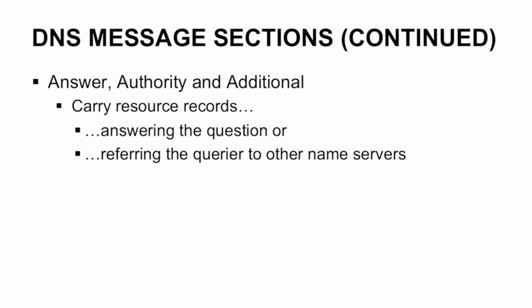The answer, authority, and additional sections are just there to carry data in the form of resource records. That's what we store in the namespace, resource records, or RRs for short. All those domain names, just indexes pointing to resource records. So in a response to a query about the IPv6 addresses of www.infoblocks.com, the authoritative name server for infoblocks.com will add resource records to the answer section, telling the querier those IPv6 addresses.